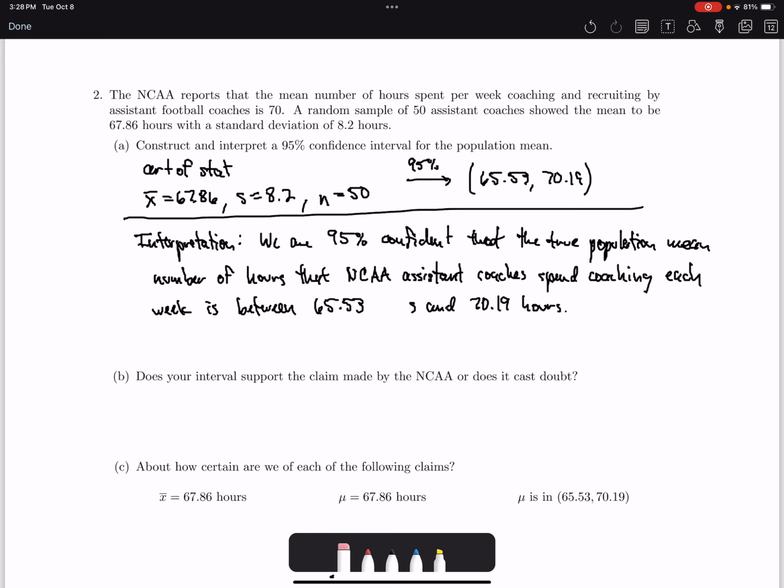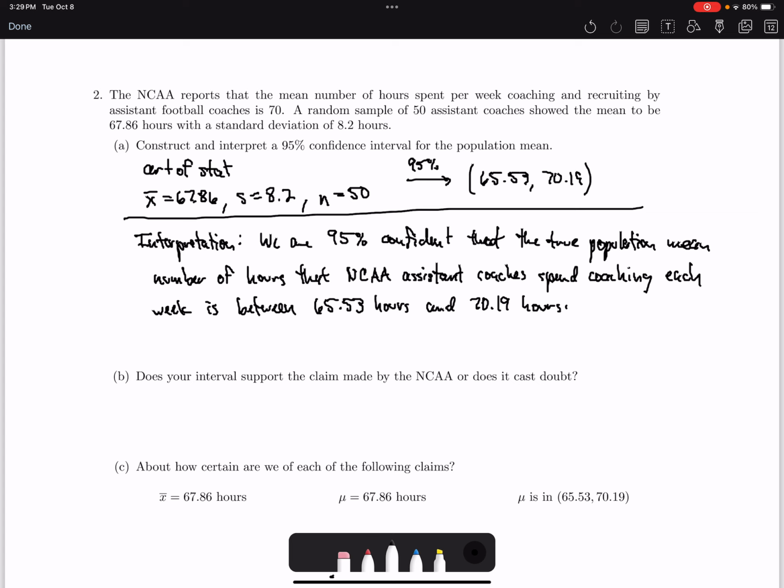Okay, so there's our interpretation. You could state that differently, right? You could say we're 95% confident that NCAA coaches spend somewhere between 65.53 hours and 70.19 hours coaching each week, right? Something like that. So part B now asks a follow-up question.